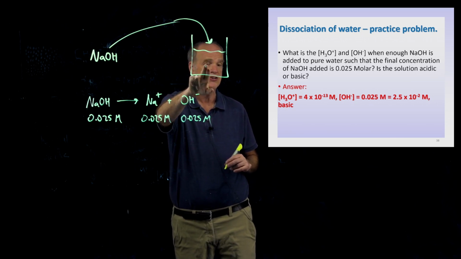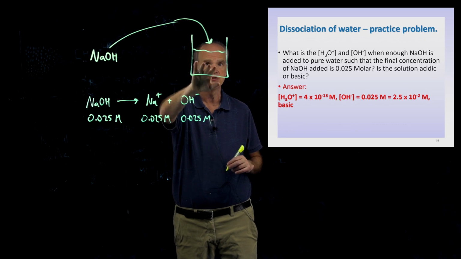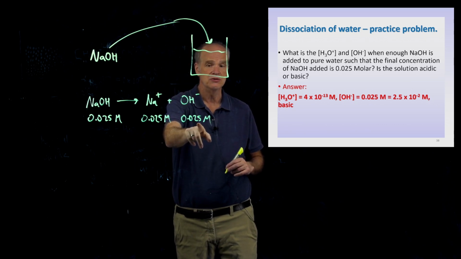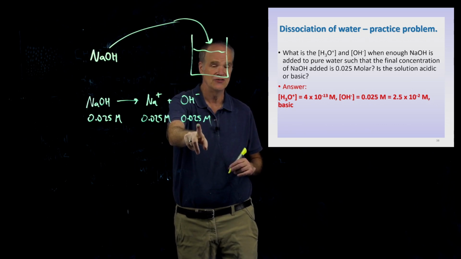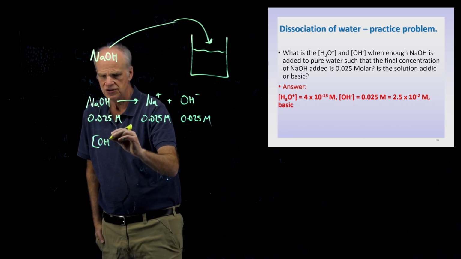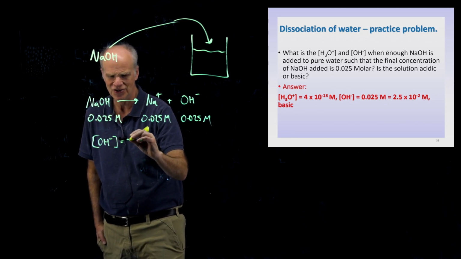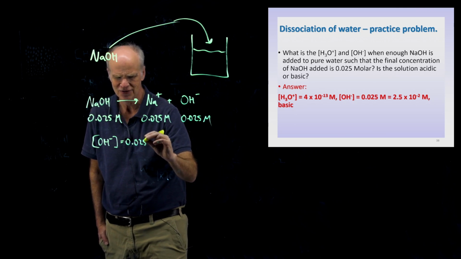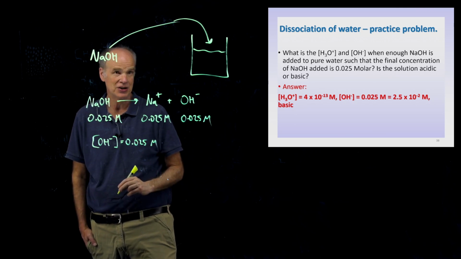Okay, so bingo, we now know what the concentration of hydroxide is in here. It was 1 times 10 to the negative 7 to start with, but when we threw in this large amount of sodium hydroxide, that increased to this value. So we know the concentration of hydroxide: 0.025 molar. So can you figure out the concentration of hydronium?